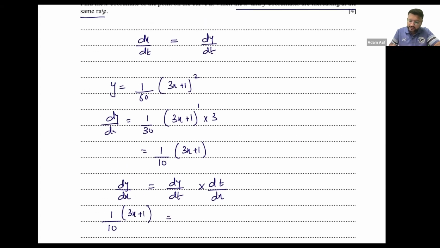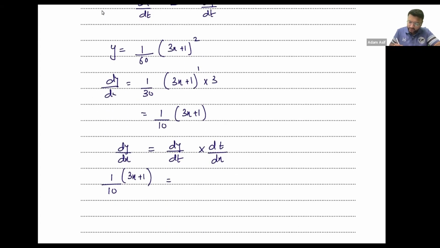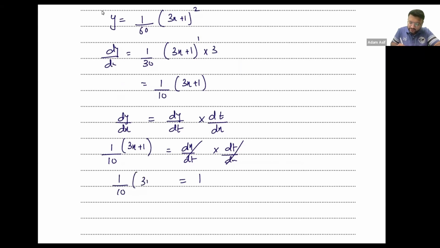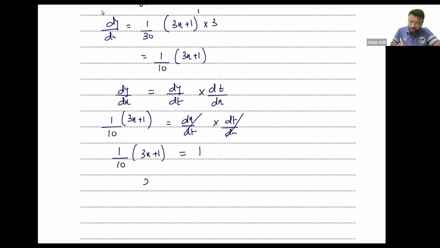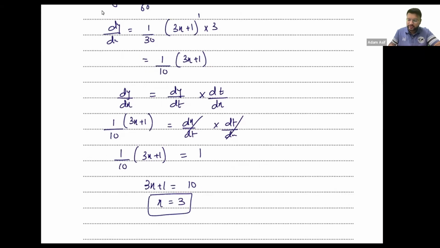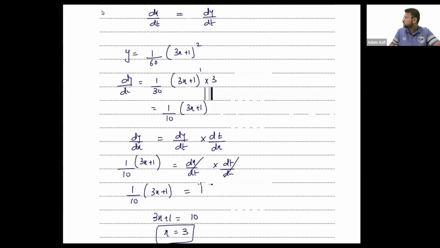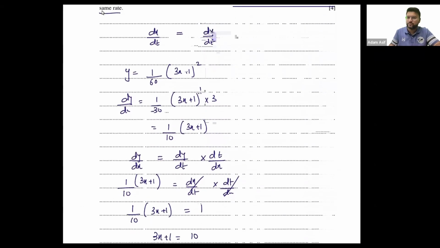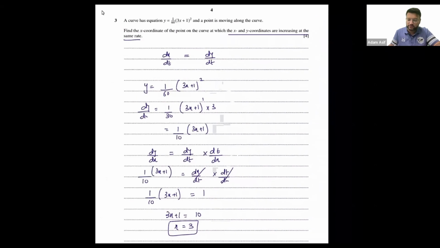dy by dt and dx by dt are the same. So if I want to replace any of them, dy by dt is the same as dx by dt. So that cancels out and this is equal to 1. So that means 1 upon 10 times (3x plus 1) is equal to 1. And when you solve this for x, you get 9 upon 3, that's 3. So when x is 3 on this curve, the rate of change of x and the rate of change of y is the same. That is the working for question number 3.